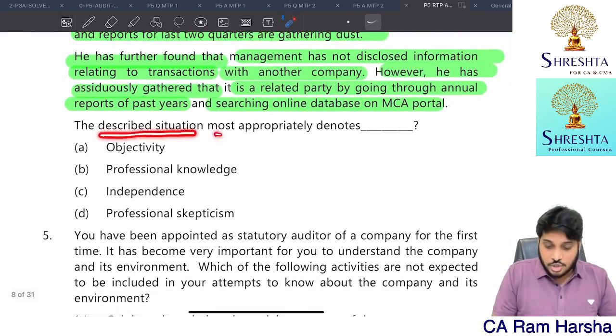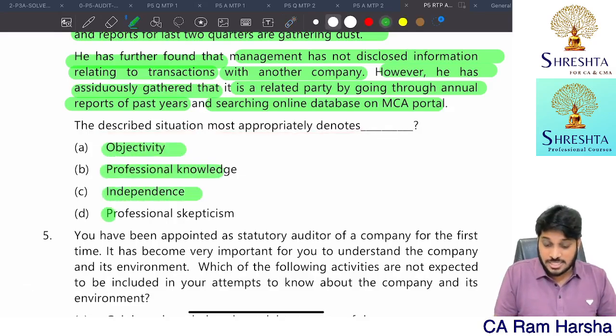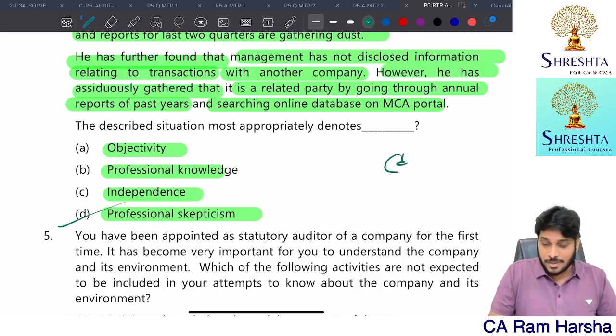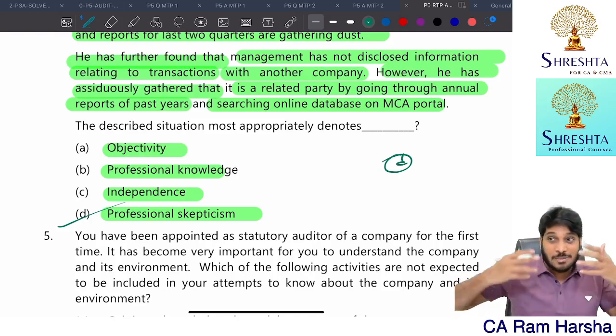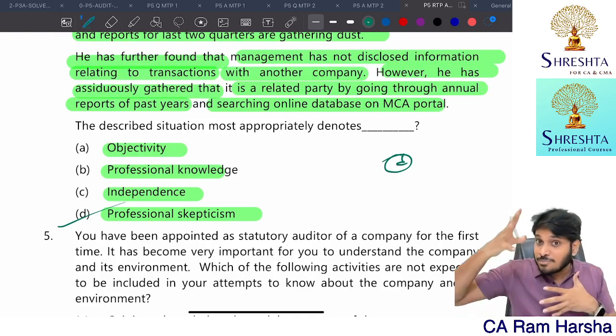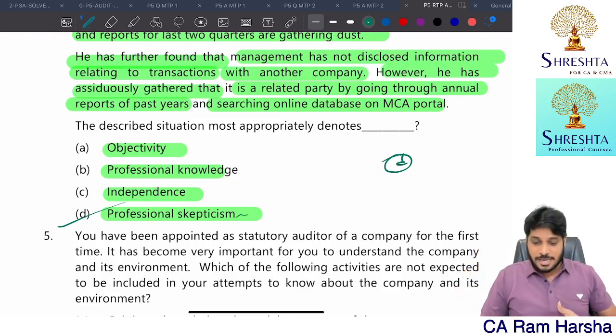The described situation more appropriately denotes objectivity? No. Knowledge? No. Independence? Skepticism. Skepticism. When I am seeing internal audit report is not considered, no action is taken, related parties involved, because I am skeptical, I am discovering all this. Because I am alert, I am discovering all this. Skepticism. It denotes skepticism.